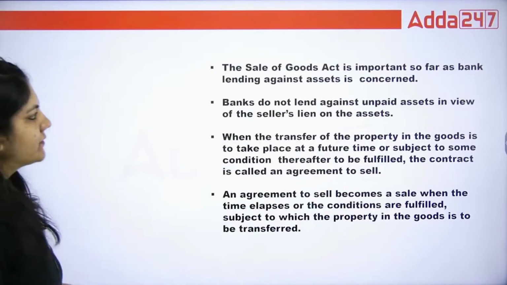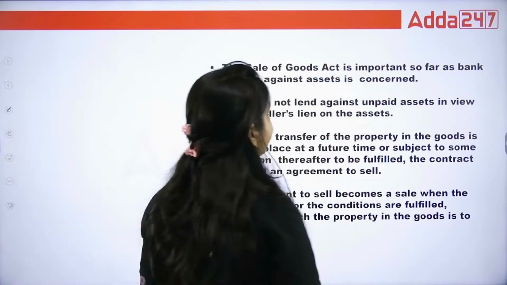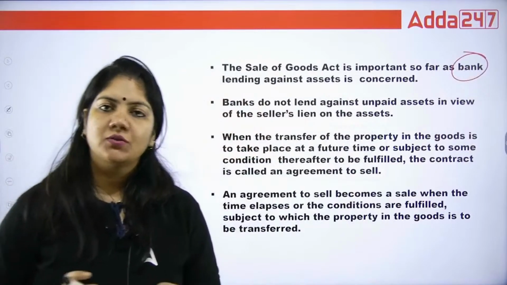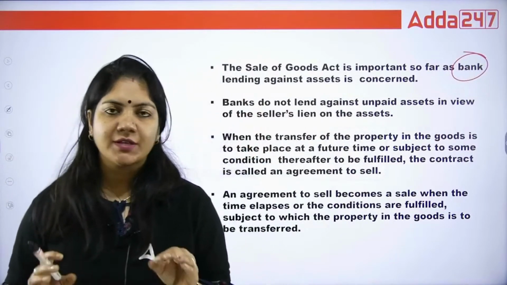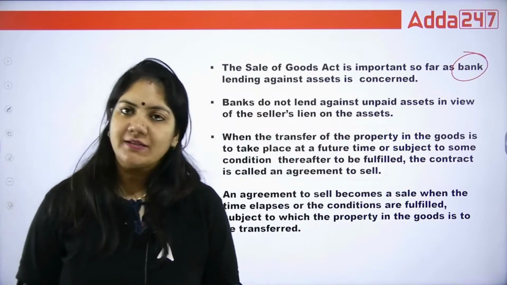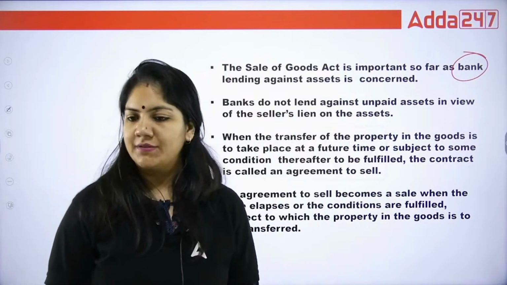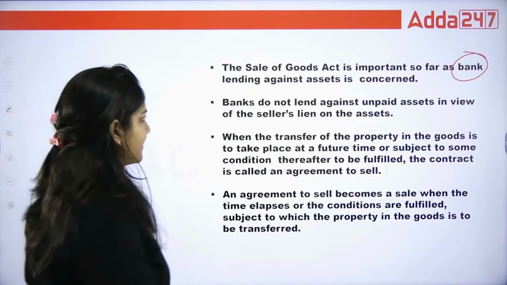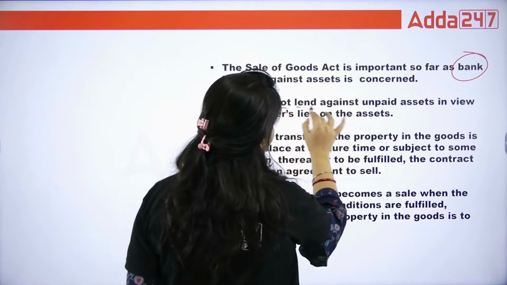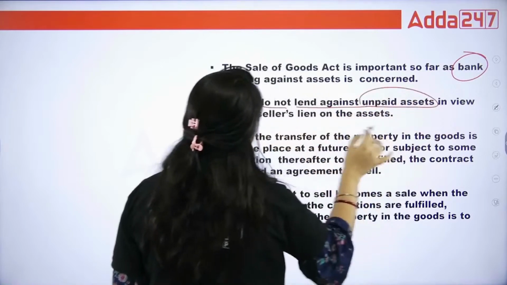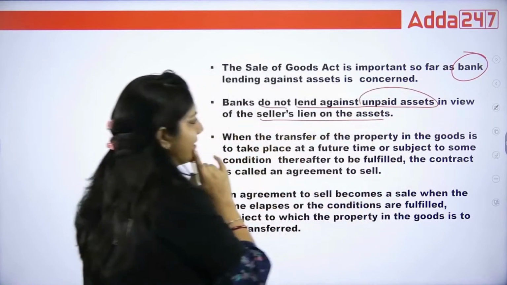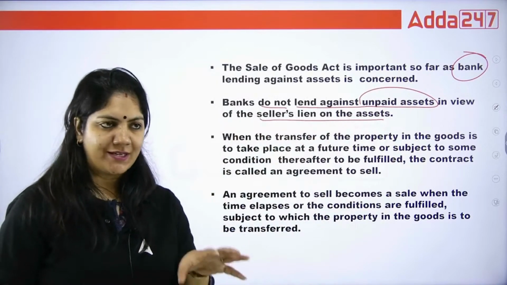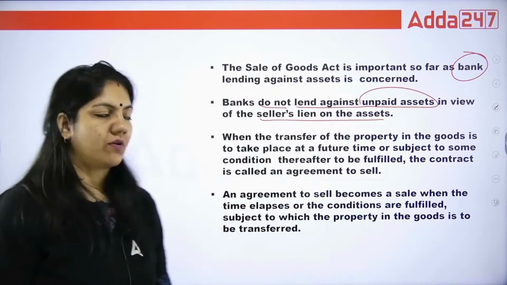Next, the sale of goods is important as far as bank lending against assets is concerned. Exactly. For the bank also, suppose the borrower is not able to pay the money, so whatever movable security is deposited in the bank can be sold. The bank will become seller. That's it. Banks do not lend against unpaid assets in which the seller has a lien on the asset. Seller's lien means holding. Lien means holding of the property, holding of the security.